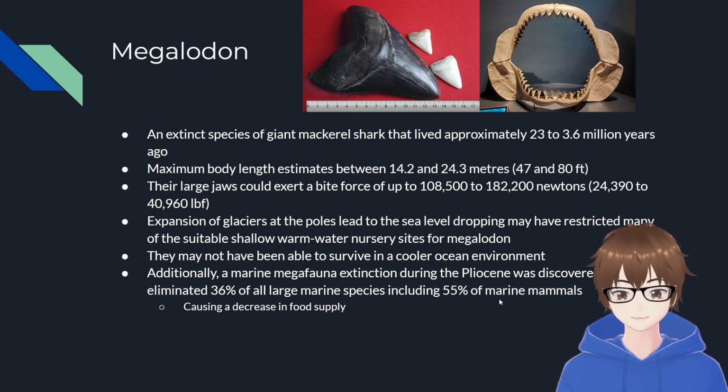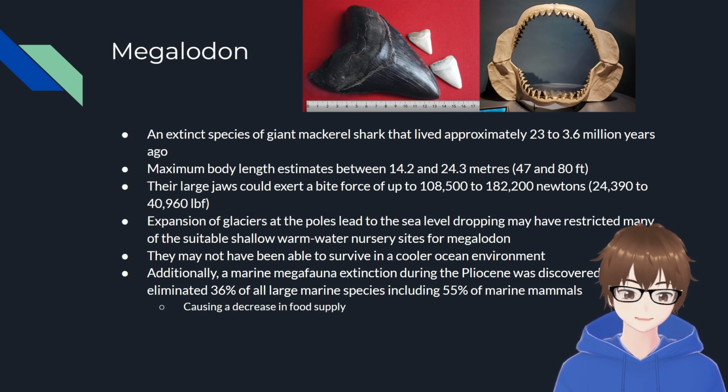Well, I don't know. But it's thought that the expansion of glaciers at the poles led to the sea level dropping, which may have restricted the many suitable shallow warm water nursery sites for megalodons. So as the ice grew, the ocean water lowered, making it so all the shallow warm water areas where a megalodon would usually have its babies weren't an option anymore. They may also not have been able to survive the cooler ocean temperatures, because as the glaciers were building, the ocean temperature was dropping.